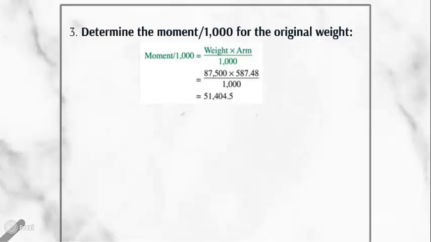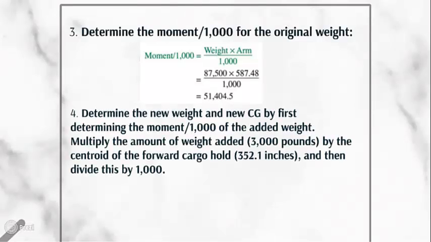Third step, determine the moment divided by 1,000 for the original weight. Moment divided by 1,000 equals weight times arm all over 1,000. It will be 87,500 times 587.48 all over 1,000. The answer will be 51,404.5.